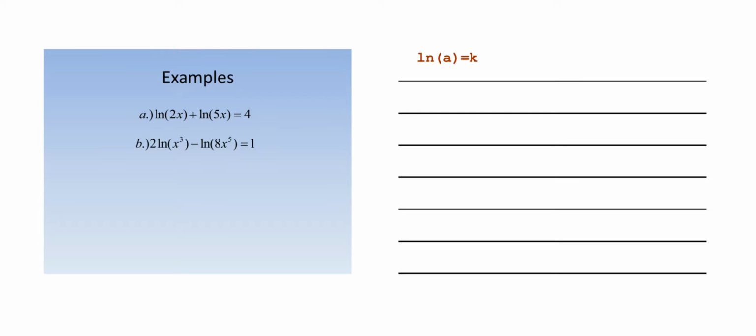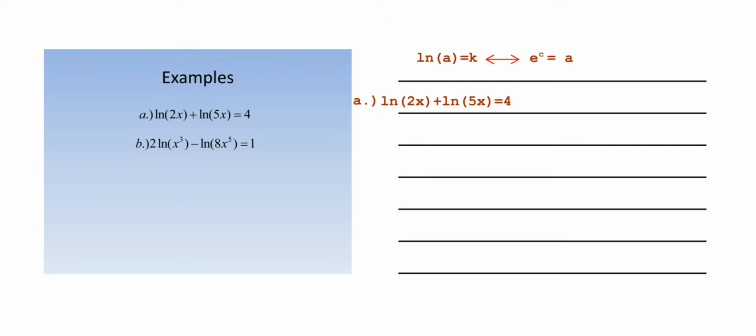So let's once again write at the top of our page our basic conversion formulas. Ln of a equals c, and once again e to the c equals a. Pardon me, that k should have been a c, so be aware of that. Okay, so the first example: ln of 2x plus ln of 5x equals 4.